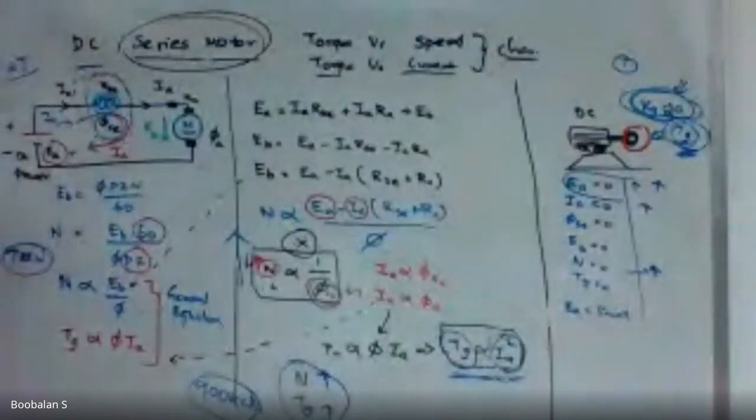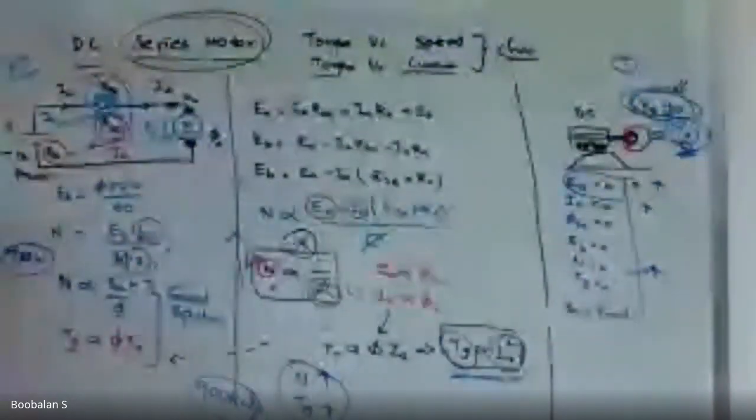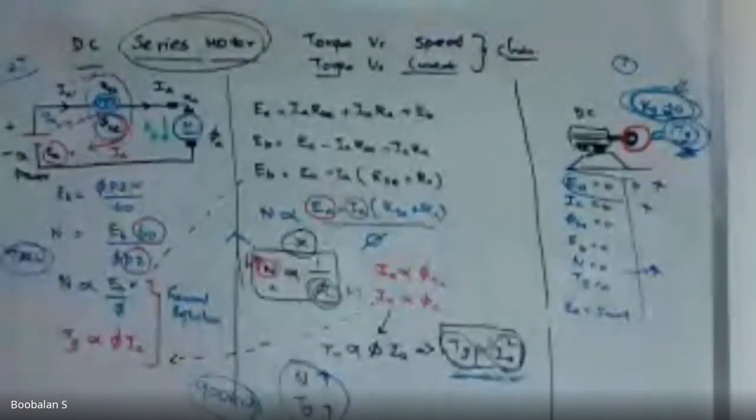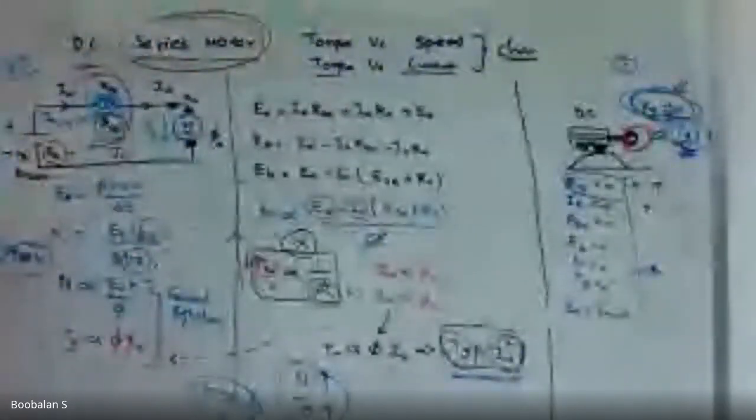In a DC series motor, we couldn't run without any load. Initially the motor is going to start with some amount of load. Otherwise, if it starts without load, the motor is going to jump off its bed. So it runs away, right?